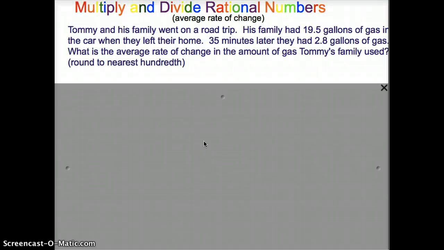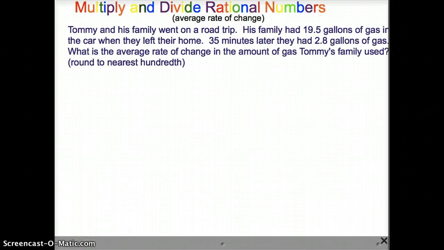Tommy and his family went on a road trip. His family had 19.5 gallons of gas in the car when they left their home. 35 minutes later, they had 2.8 gallons of gas. What is the average rate of change in the amount of gas Tommy's family used? We're going to round that answer to the nearest hundredth because it goes on for a while. Okay, let's do what we did in the last problem. Let's find our 2 numbers, which would be 19.5 and 2.8, and our time is 35.